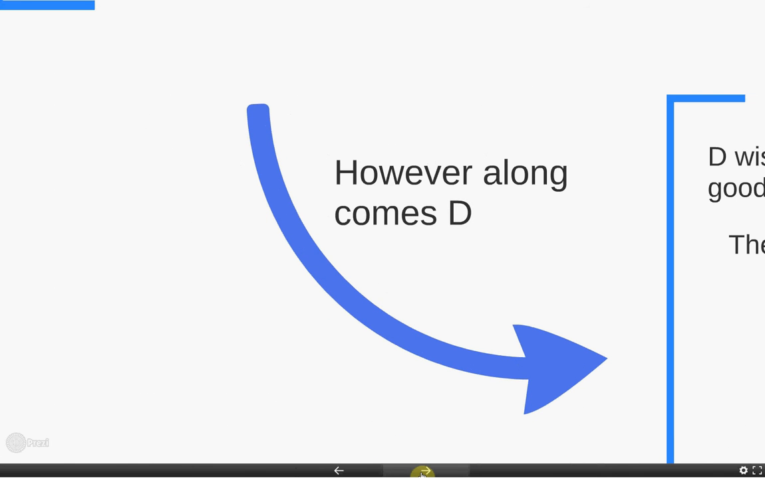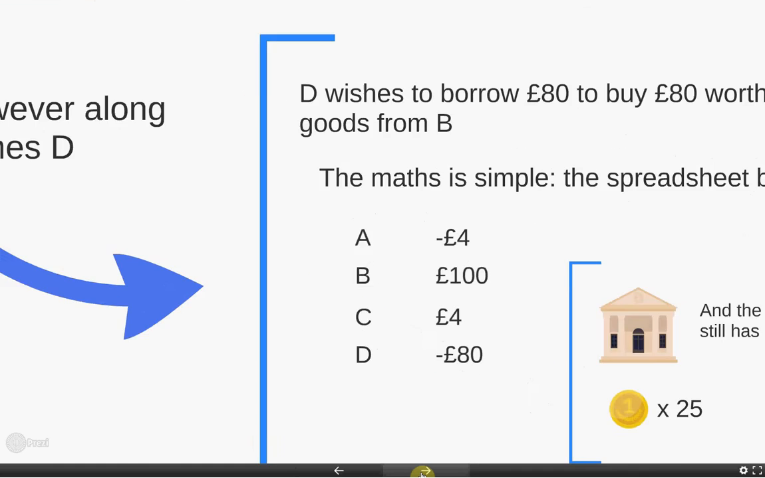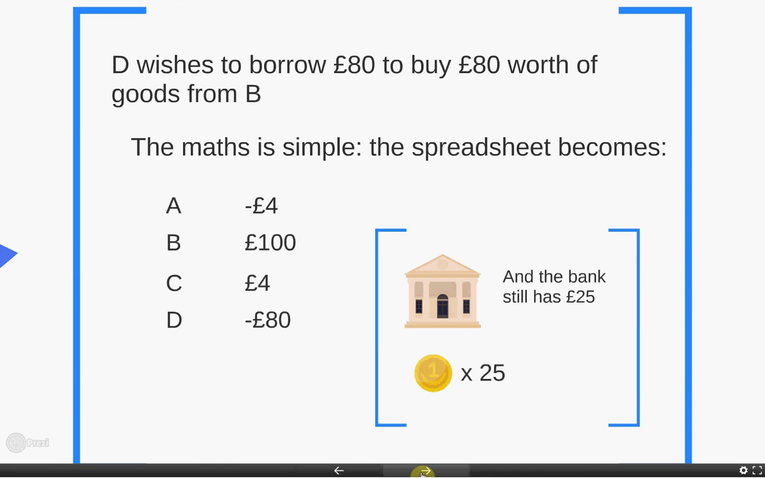However, you can see where this is going. What if somebody else comes along? Okay, D wishes to borrow £80 to buy £80 of goods from B. So now we've got this additional client of the bank, D, who now has minus £80. So he buys £80 from B. B goes up from 20 to 100. Okay, well, it still looks superficially fine.